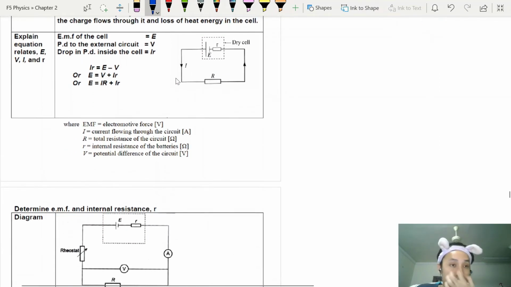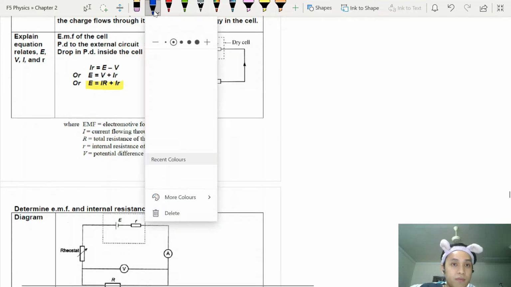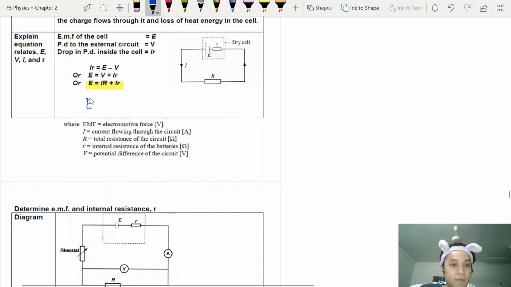So your equation that you need to know is this one. You can use any equations, but normally we use this. Or sometimes we write it as like this. E equals I times big R plus small r. So big R here is the total resistance of the circuit, meaning the external circuit.